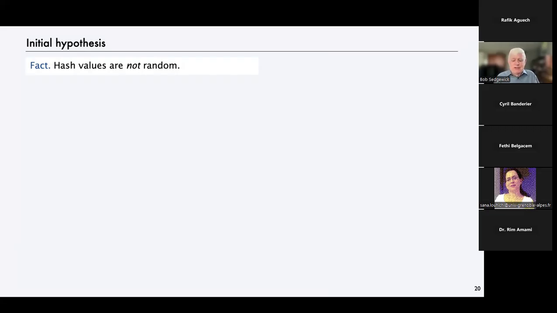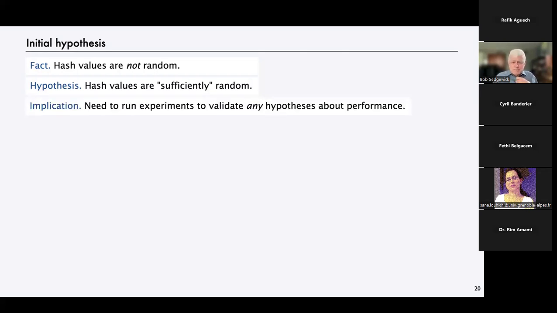There's no such thing as random in a computer. It's all deterministic. So our first hypothesis is that whatever hash values we use, whatever data we have, are going to be sufficiently close to random that our model works. That's our hypothesis. And so if you're using hashing, you have to run experiments to validate any hypothesis about performance.